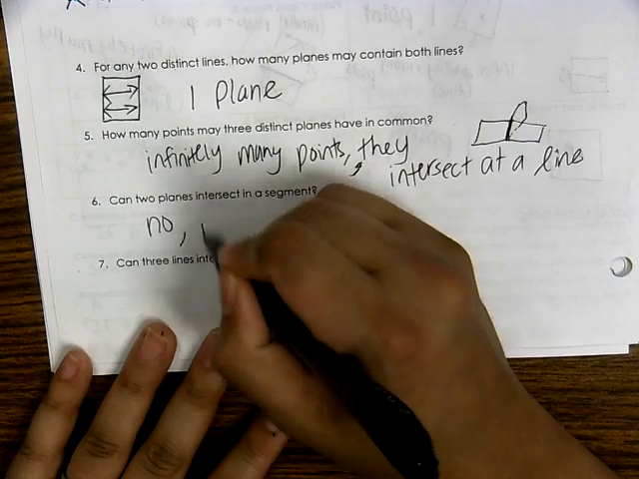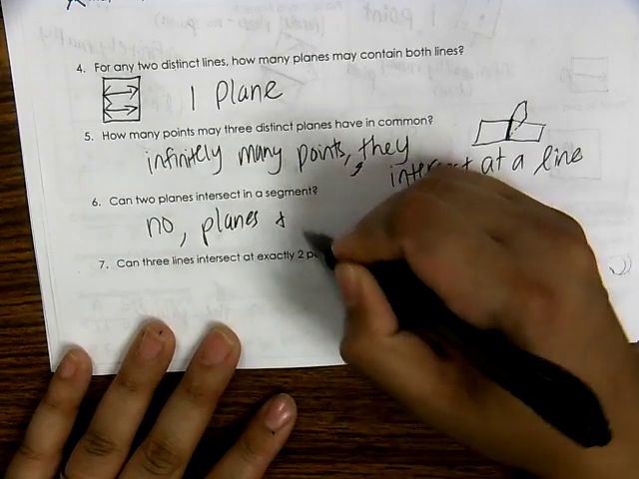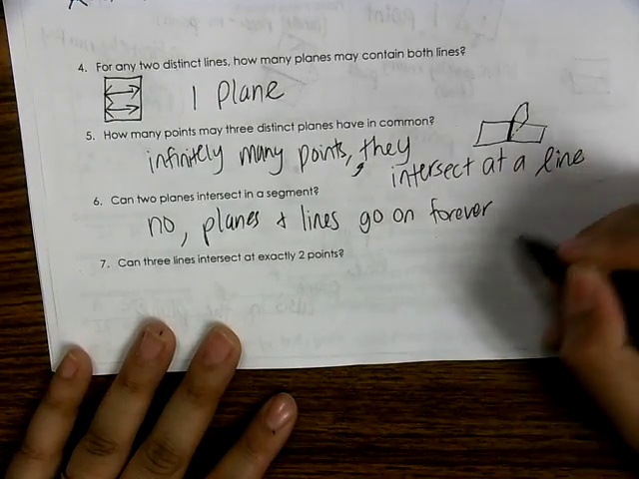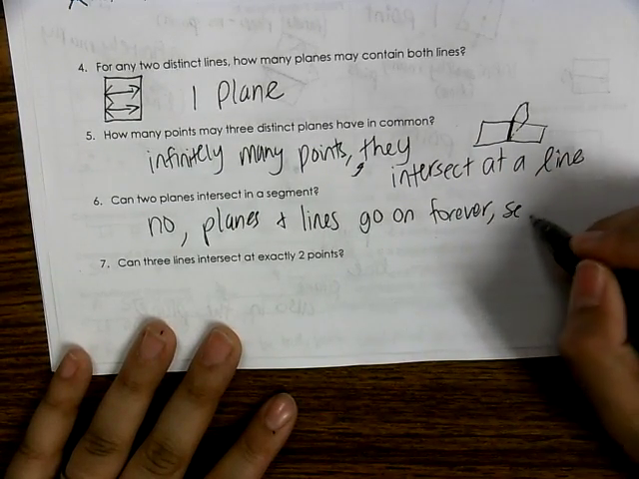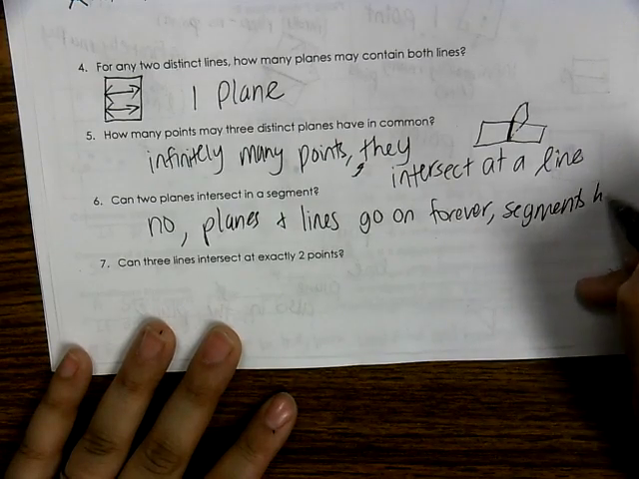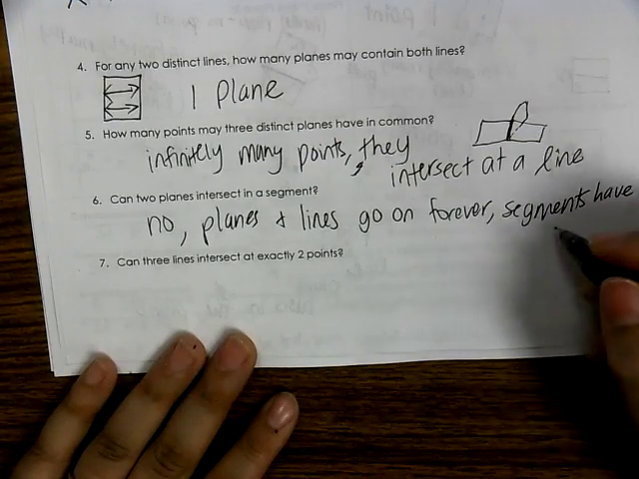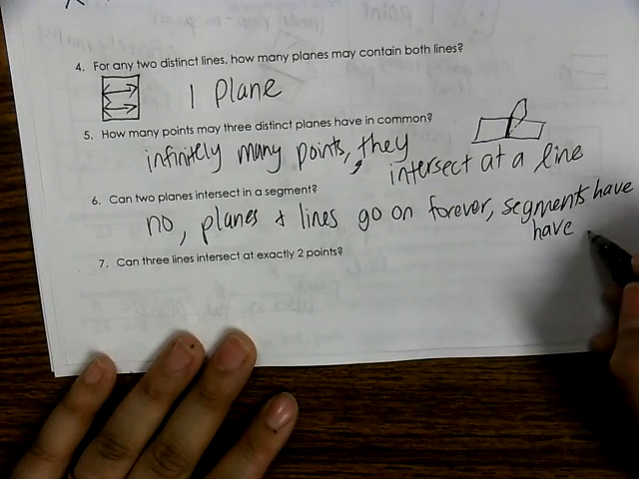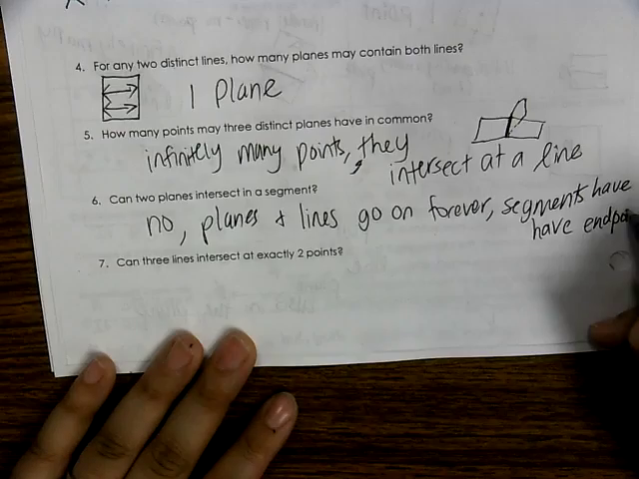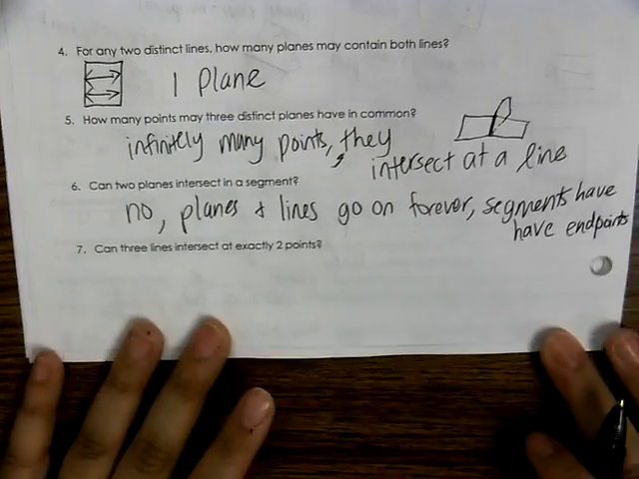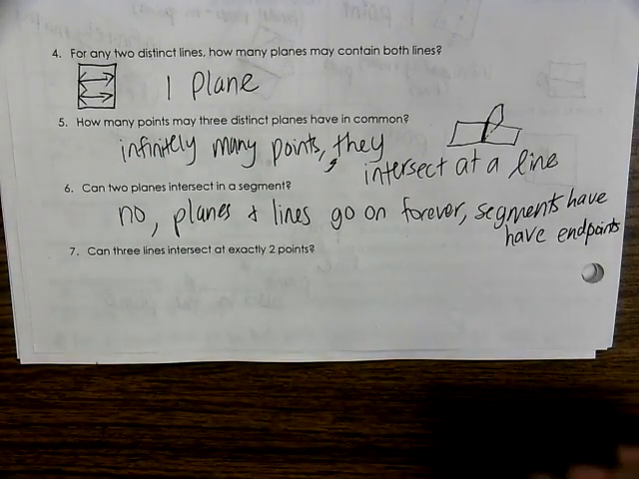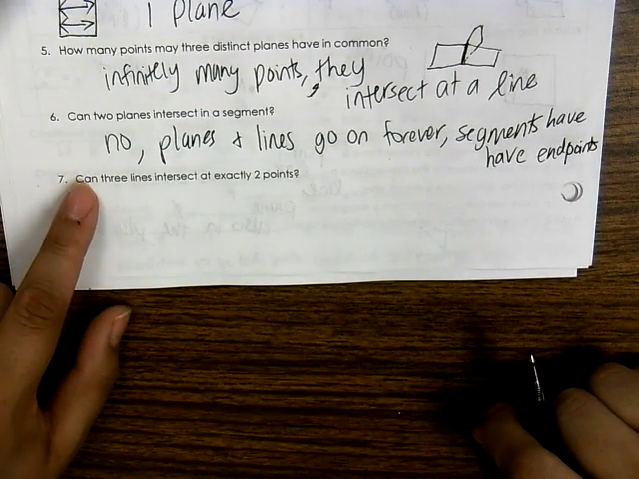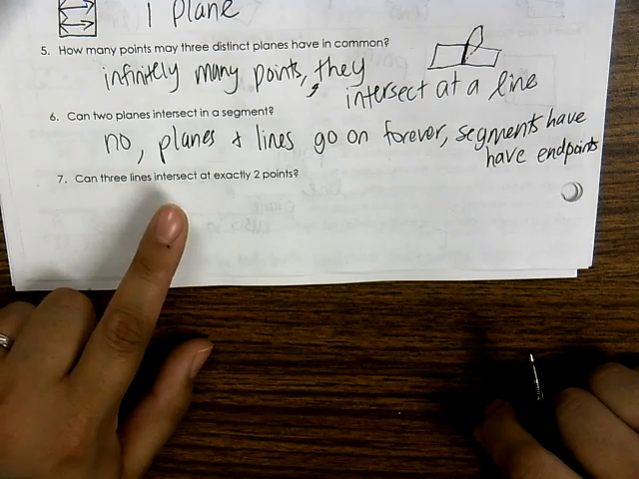The reason for that is that planes and lines go on forever, and segments have endpoints. They can only intersect in lines or points, and we've seen how lines are where they have intersections, but not segments, because segments will end, but we need lines to go on forever, because planes and lines go on forever. And then finally, can 3 lines intersect at exactly 2 points?